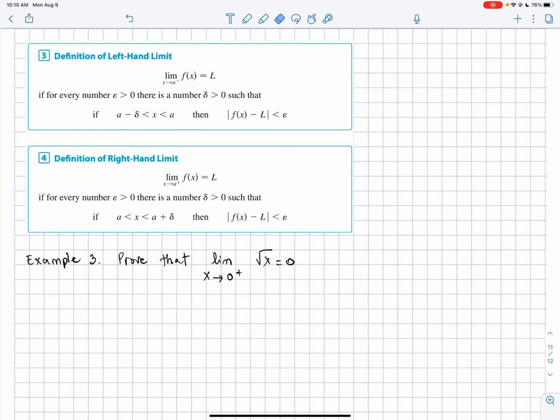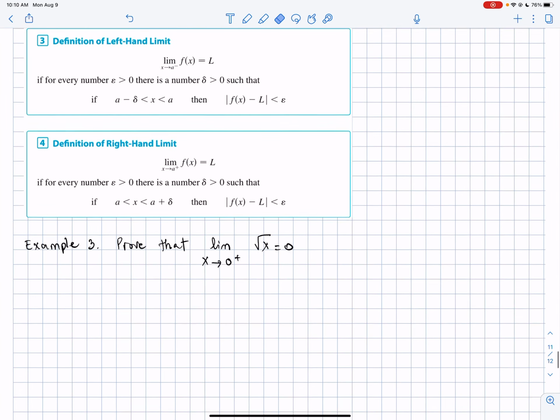In section 2.2, we learned the intuitive definition of left-hand limit and right-hand limit. Now we have the precise definition of left-hand limit and right-hand limit in this section. And now let's do some examples.